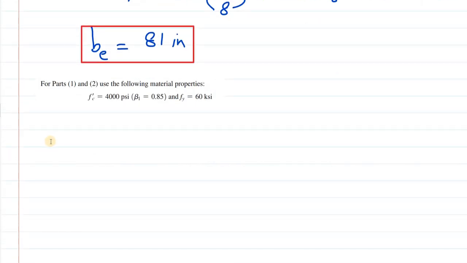For both parts 1 and 2, you have the same concrete, FC prime 4000 psi, because of course this is the same beam running between two girders, and the same grade of steel, FY 60 ksi. So this information is the same for both sections. For section AA, we need to calculate phi MN.